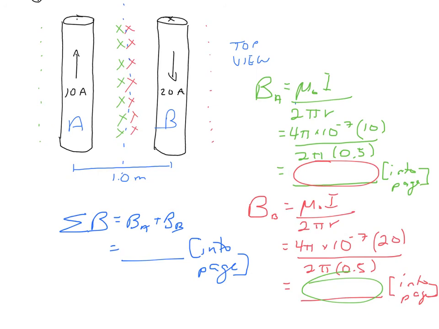Okay, so the question doesn't mention anything about whether these two wires are going to attract or repel. So this particular question isn't asking about that at all. So just be careful when you read this question, so you know what it's really asking for.